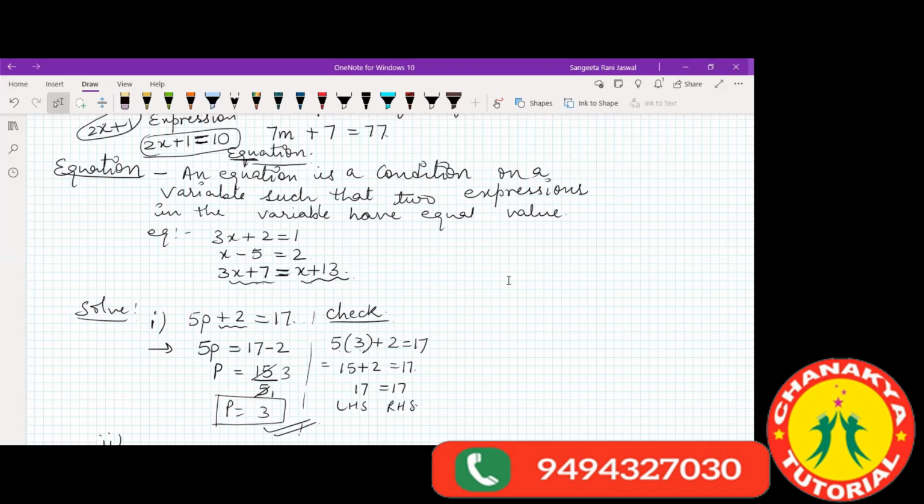3m minus 14 is equal to 4. I'm writing here also. 3m minus 14 equals 4. Okay, this was the second question. Please do it, and even check your answer after this.